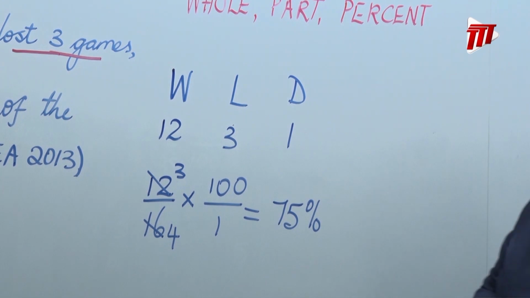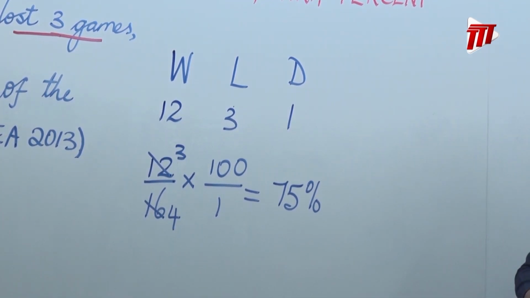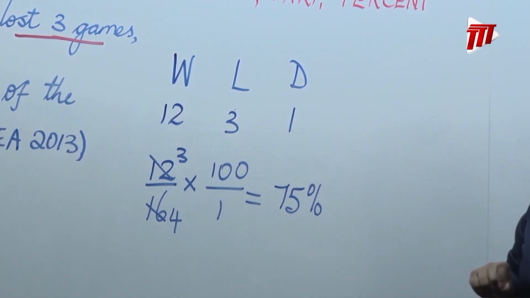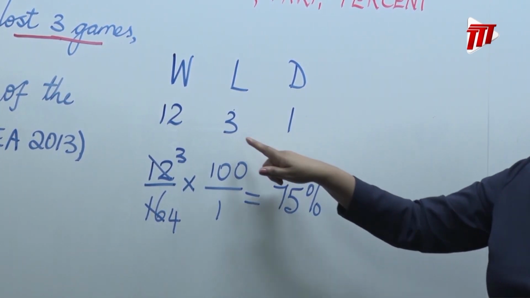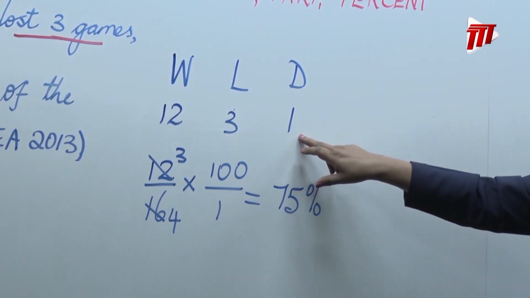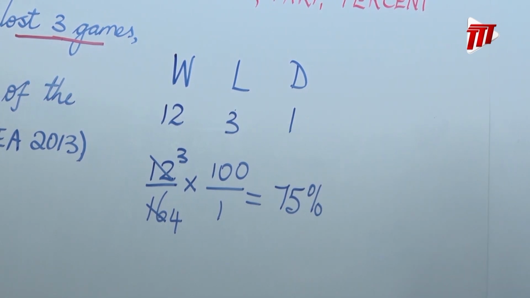Similarly, if we had to find the percent of the number of games lost, we can express the number of games lost as a fraction of the whole, 3 over 16, and then proceed to calculate the percent. Similarly, we can do the same for the number of games drawn.